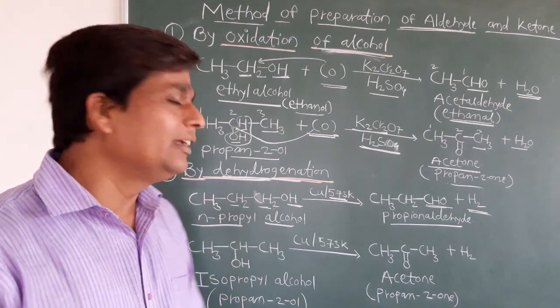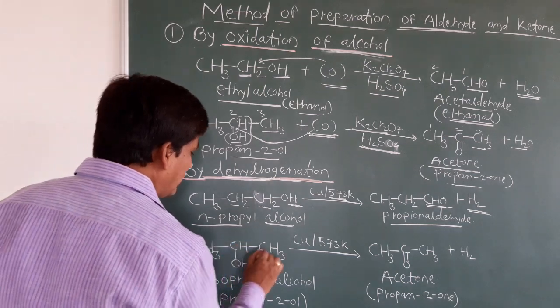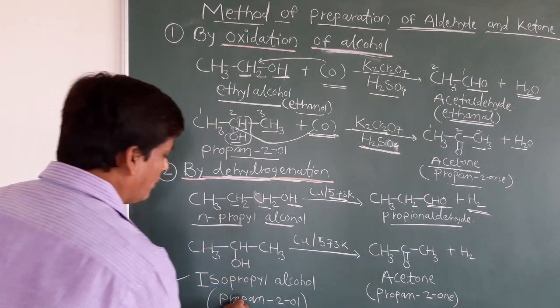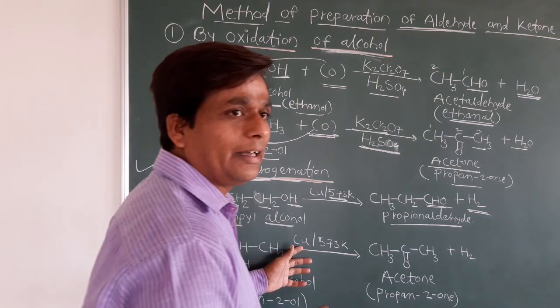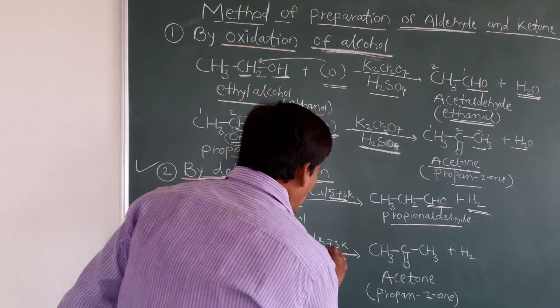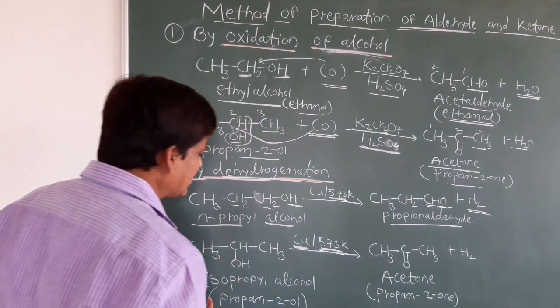Here I am using the secondary alcohol, isopropyl alcohol, CH3CH(OH)CH3. What is the IUPAC name? Propan-2-ol. It undergoes dehydrogenation in the presence of copper, and we have to heat it at a temperature of 573 Kelvin. What happens when we heat it? It loses a hydrogen molecule.